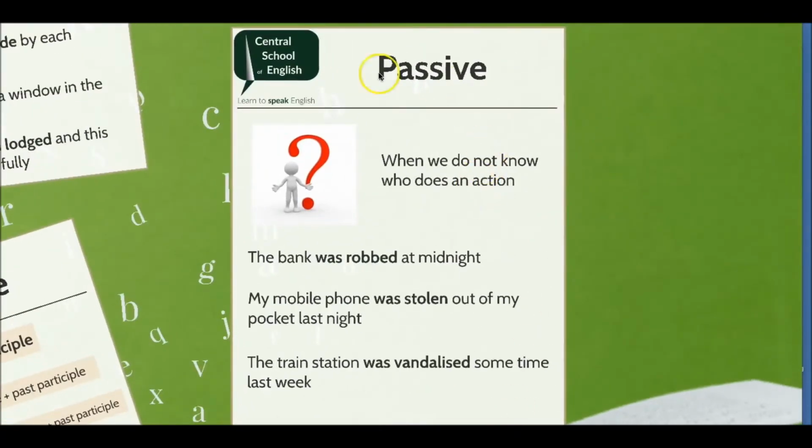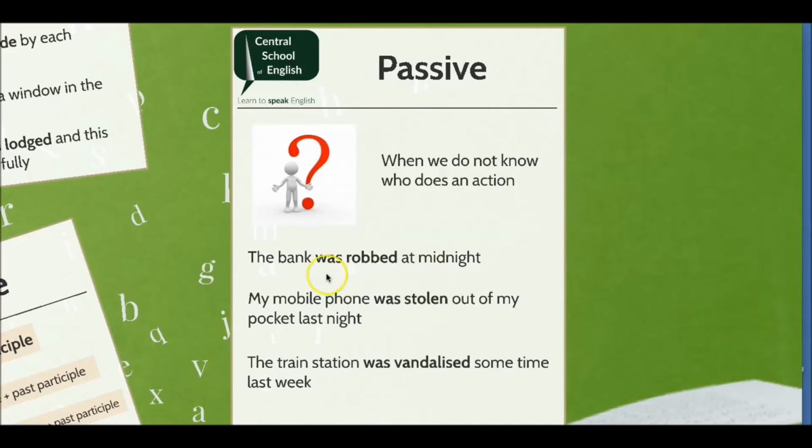We use the passive voice in English when we do not know who does an action. Here are some examples of this use of the passive. The bank was robbed at midnight. In this sentence, we use the passive because we do not know who robbed the bank.